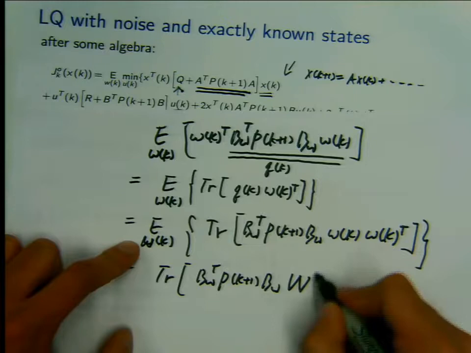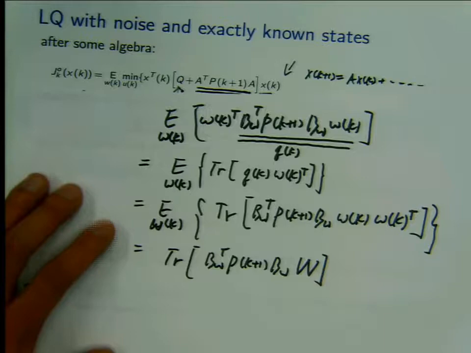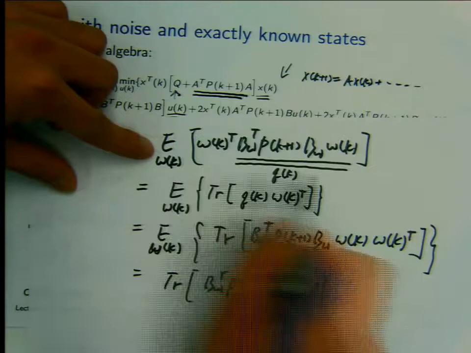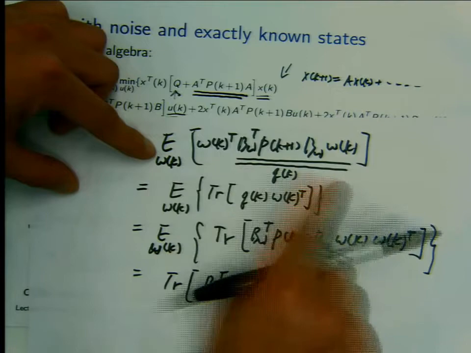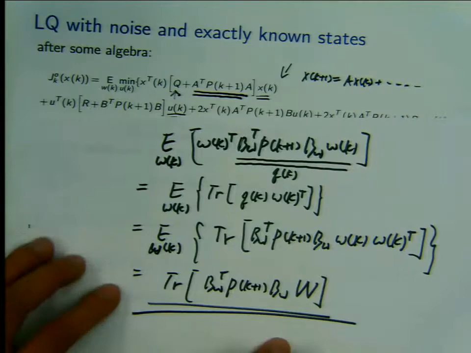So a quick message is that this term is also intuitive. The expected value of this term is a constant. This is the main message, right? Because it's talking about the stochastic properties of something related to the noise, so it's deterministic. It can be evaluated. And this is the result. That's the message. OK?